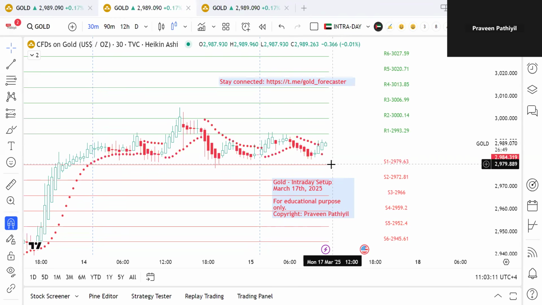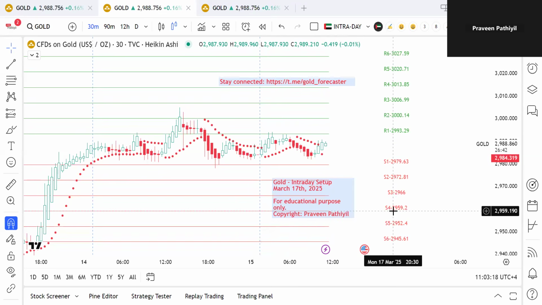If S1 is triggered and the sell is triggered, we are looking out for S4 on the downside as the primary target. If we get any moves in the buy setup above R4, those are extended targets at R5 and R6. Similarly, if the sell is triggered, the extended targets will be at S5 and S6. So this is how the setup works.